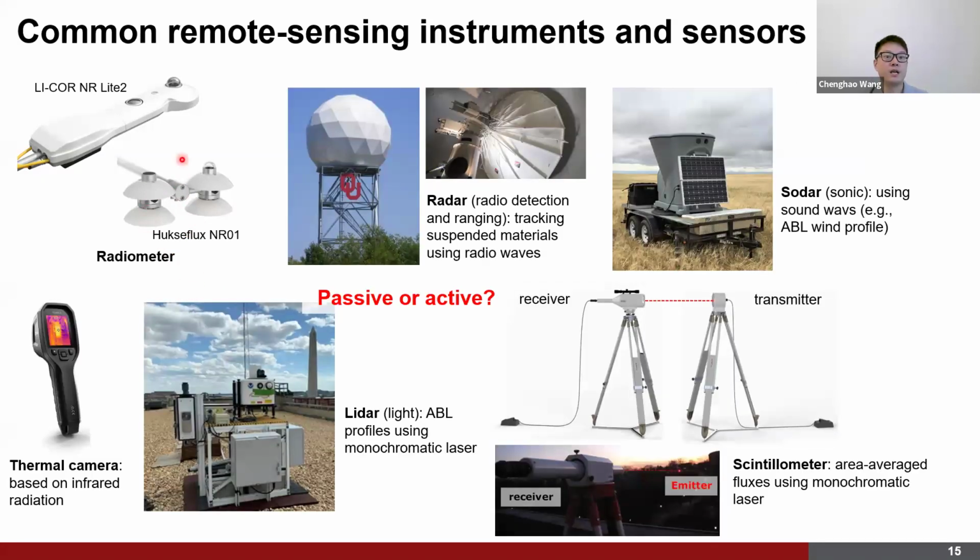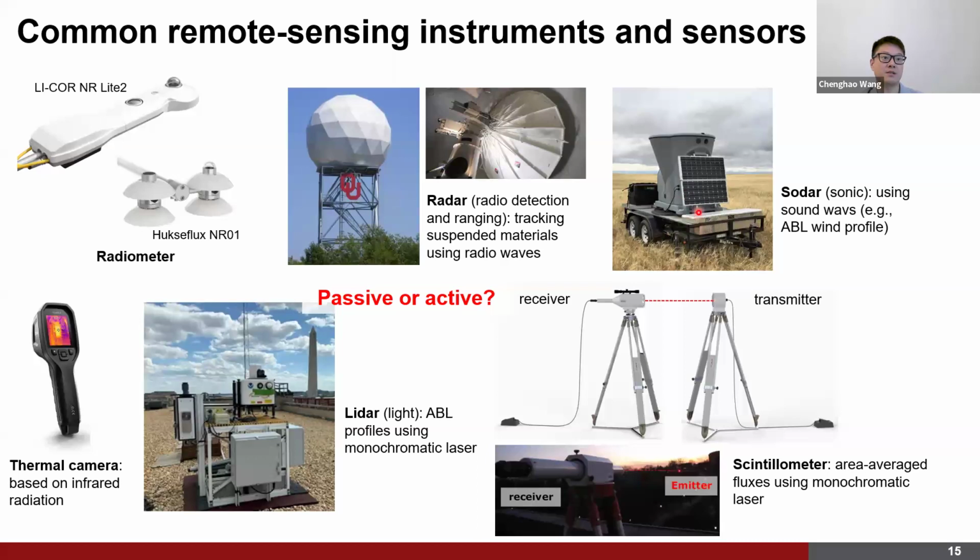Well, in addition to this radiometer, we also have a whole variety of different remote sensing instruments that we can use for urban meteorological or climate observations. For example, we have this radar, where the full name is radio detection and ranging. Radar tracks suspended materials using radio waves. And this one is a typical WSR-88D, the so-called weather surveillance radar. It's a Doppler radar. This one is on campus, and it can measure the airflow or the aerosol distribution, cloud and precipitation, based on certain wavelengths.